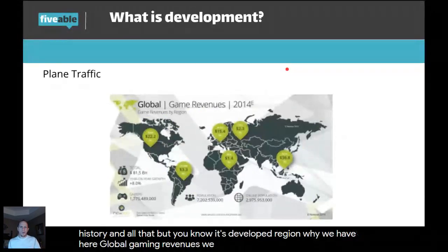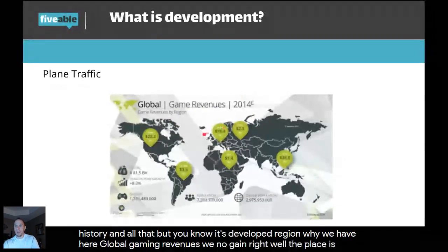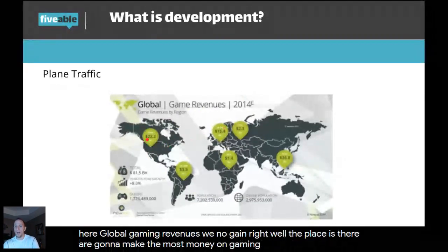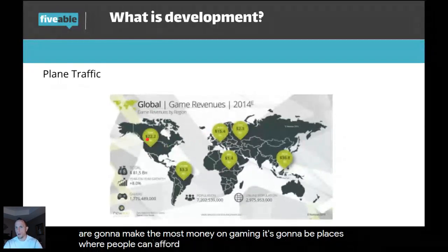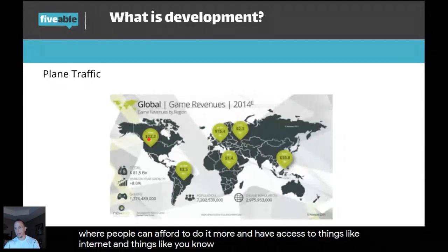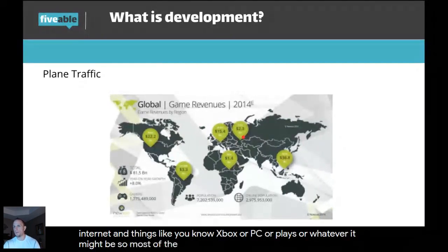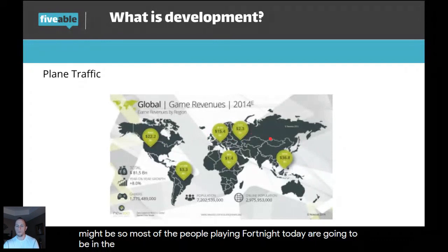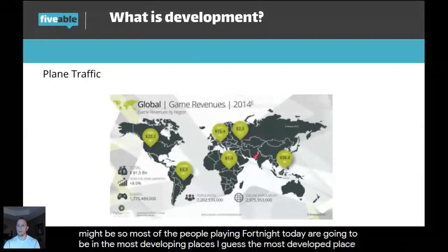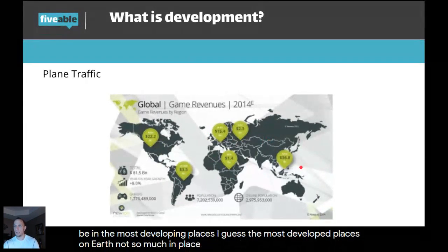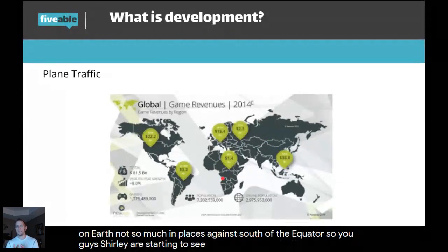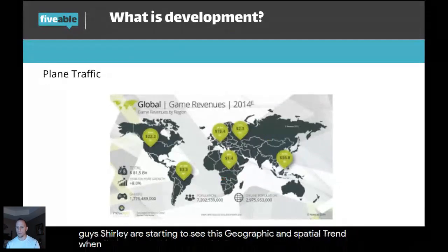Everyone likes a good video game, right? Well, the places that are going to make the most money on gaming are places where people can afford to do it more and have access to things like internet and an Xbox or PC or PlayStation, whatever it might be. So most of the people playing Fortnite today are going to be in the most developed places on Earth. Not so much in places, again, south of the equator. So you guys surely are starting to see this geographic and spatial trend when we look at development.